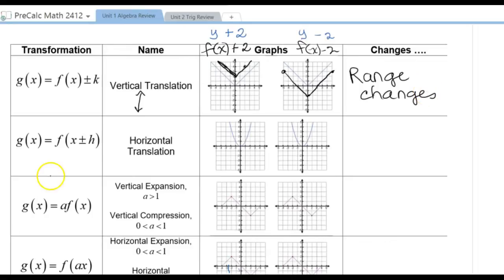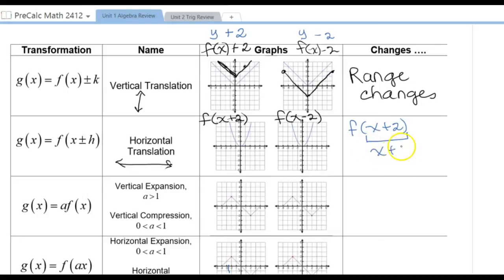If we go to a horizontal translation, it's going to move our graph left and right. So we're going to see stuff that looks like f and then in parentheses x plus 2, and on the other one we're going to do f of x minus 2, and that's inside the parentheses. Let's do a quick note of what that means. For the first one, f of x plus 2, we think about the origin, and we set x plus 2 equal to 0. Solving for x, I find that x is equal to negative 2.